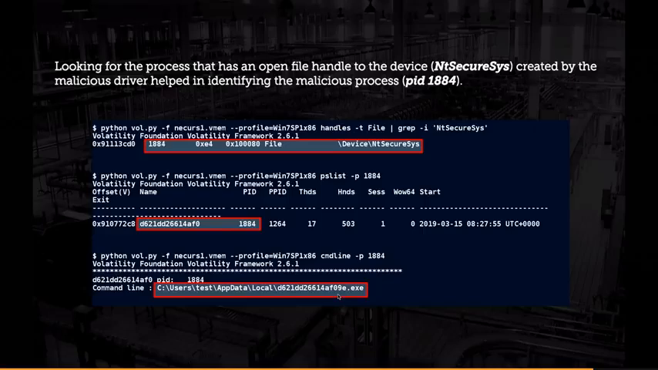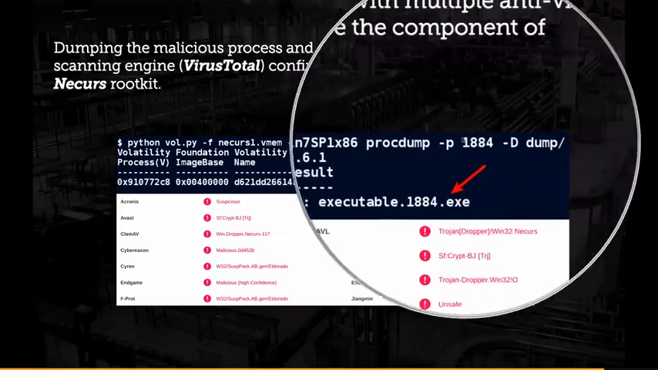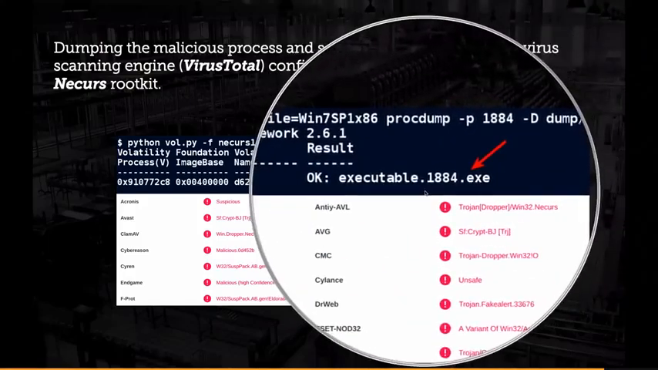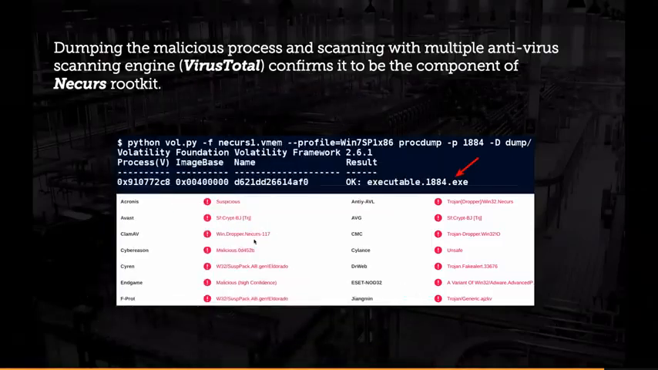So now, as you can see, from the kernel driver we were able to identify the malicious component. Now you can identify the malicious component, which is the process in the user space. Now you can dump the kernel driver, and you can also dump the malicious process from the memory. That's what I do in this example. Once I know the process, I dump the process from the memory. And when you submit to VirusTotal, notice that it turns out to be a component of Necurs rootkit.